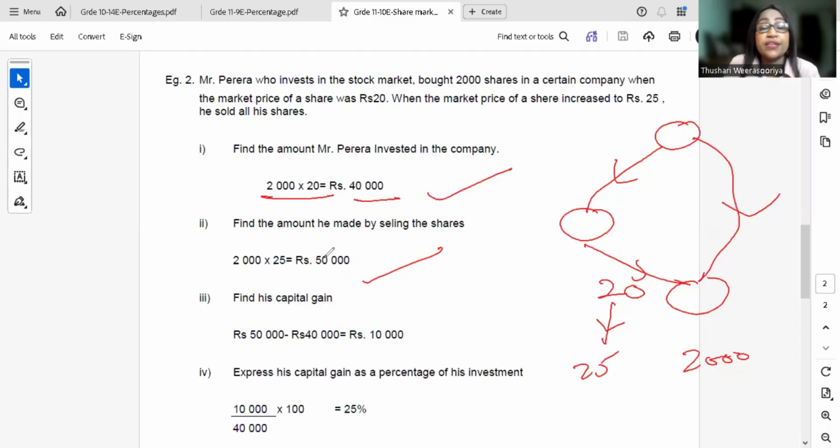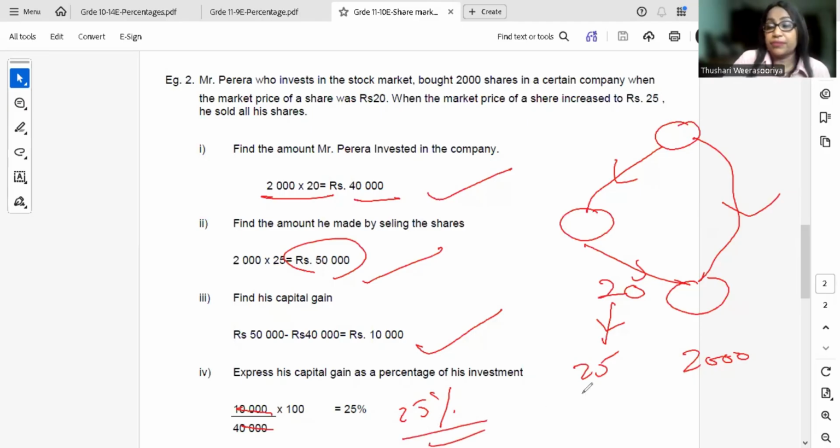What is the capital gain? 50,000, subtract the 40,000. There you get 10,000. And next one, express capital gain as a percentage of his investment. What is the investment? 40,000. Capital gain 10,000, as a percentage, multiplied by 100. So you can cancel 4 zeros, then divide 100 by 4, that is 25%. See, an easy question. By looking at the structure, you can answer the questions.